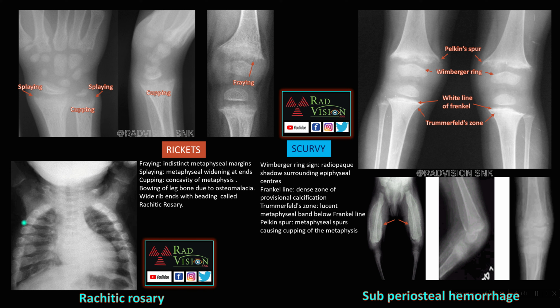And here you can see these are multiple dilated, widened ends of the ribs with beading, which is classically called rachitic rosary. So all these are classically seen in Rickets.